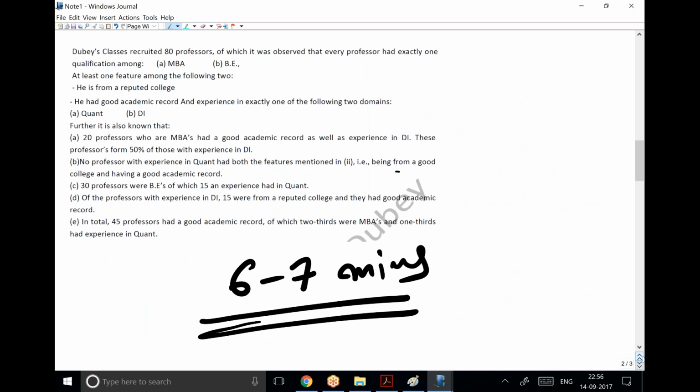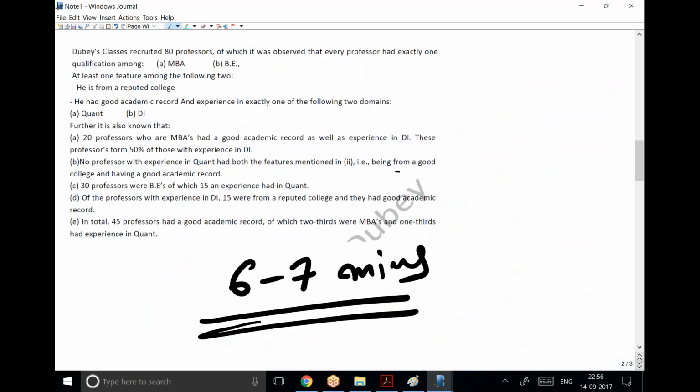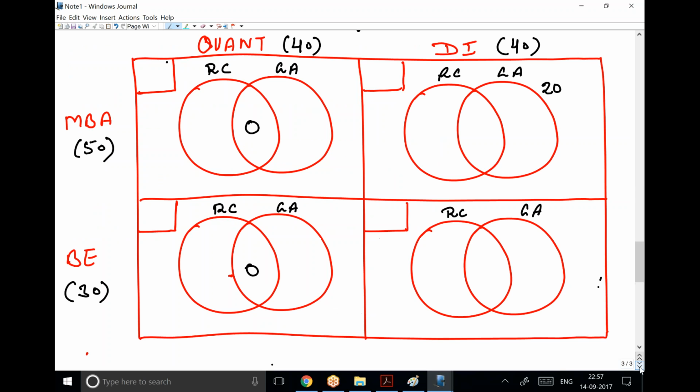So let's move further and read another piece of information. It is given to us that 30 professors were BE. So we know 30 professors are BE. So this category comes out to be 30 for BE. And out of 80, if 30 of them are BE, then the remaining has to be MBA. So 50 comes out to be MBA. Right? If 30 of them are BE, then the remaining 50 has to be MBA. And now they are saying out of 30 professors who are BE, 15 have experience in quant. So the professors who have a BE degree, out of that they are saying 15 are having experience in quant.